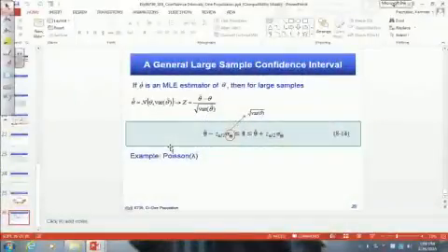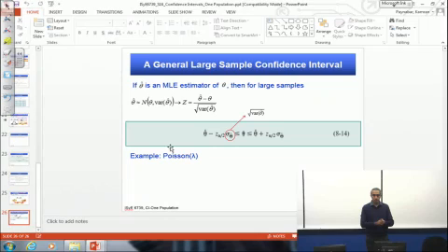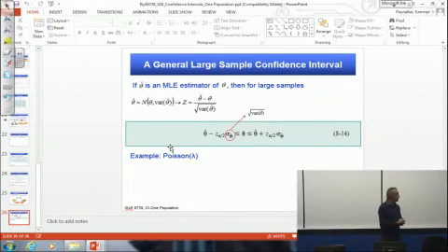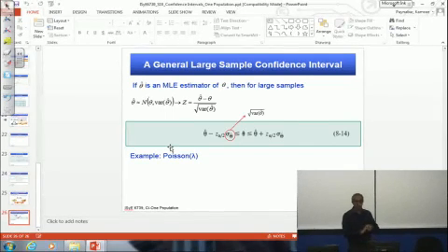So any questions about one-sided confidence intervals? Sorry, one population confidence intervals. For mean, variance, different scenarios, Bernoulli population, anything? No questions? How about the general large sample confidence interval? You good? Yep.